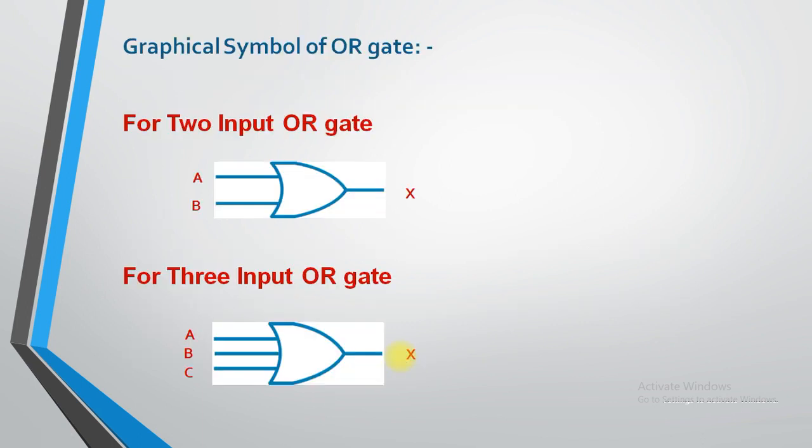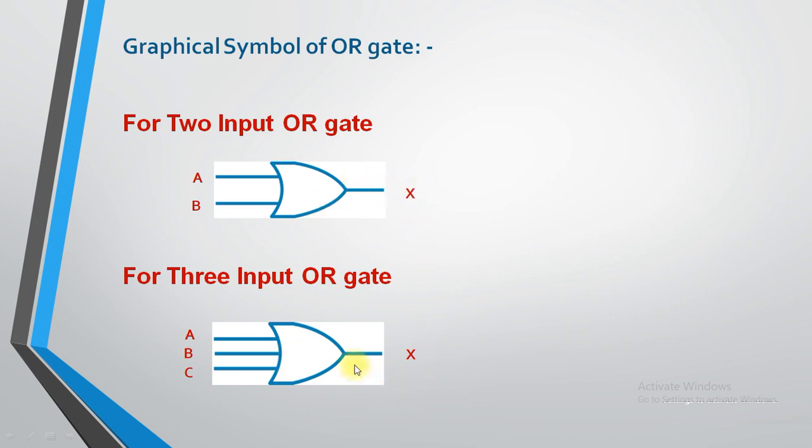Now the graphical symbol of OR gate can be represented by this particular sign. This is the symbol used for the two input OR gate, and this is the symbol used for the 3 input OR gate.